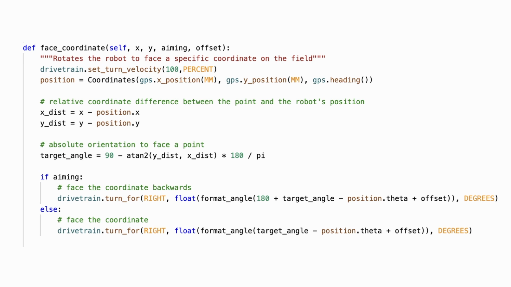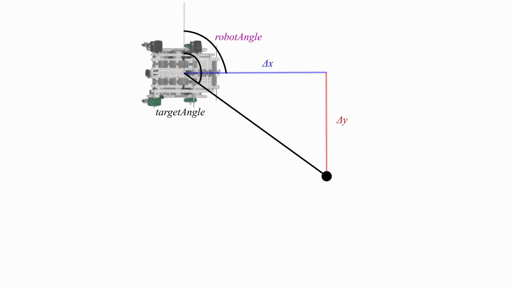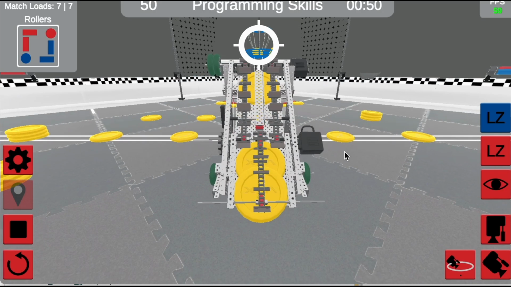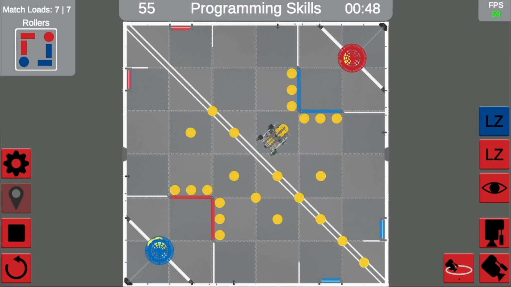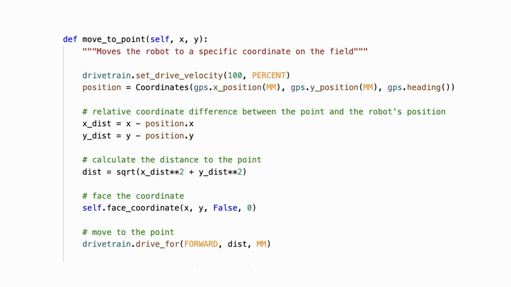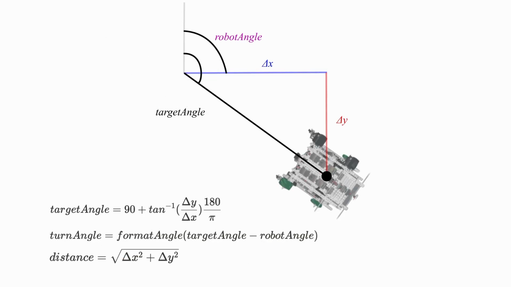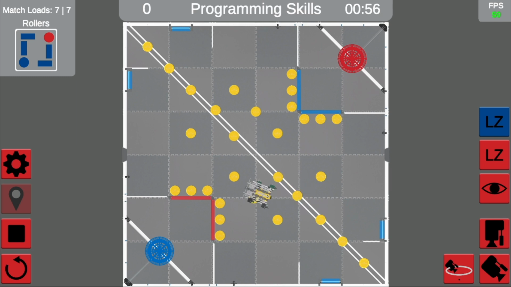Secondly, we also created a face coordinate function. The function calculates the angle of rotation and rotates the robot to face a specific coordinate on the field. This allows accurate high-goal aiming everywhere on the field. Additionally, we made a move-to-point function that accepts coordinate inputs and moves the robot to a specific point. It allows us to program the robot to move anywhere in the field with ease.